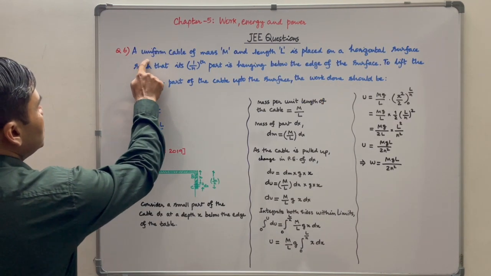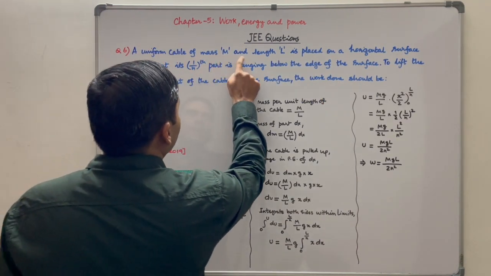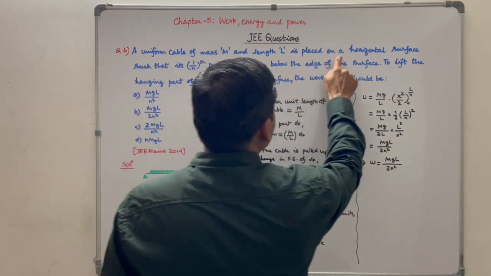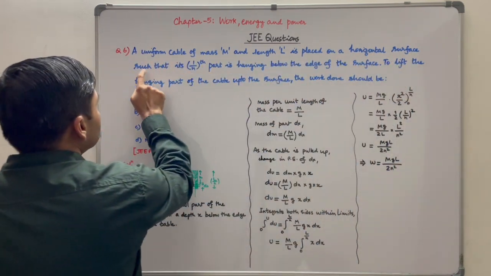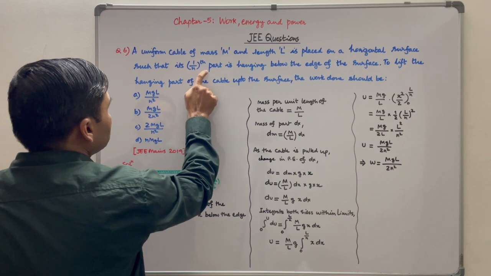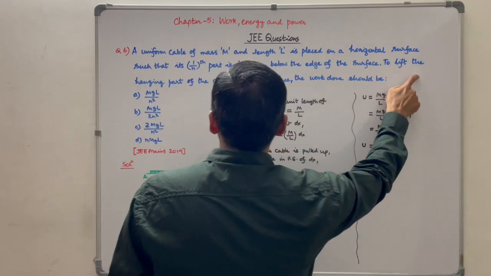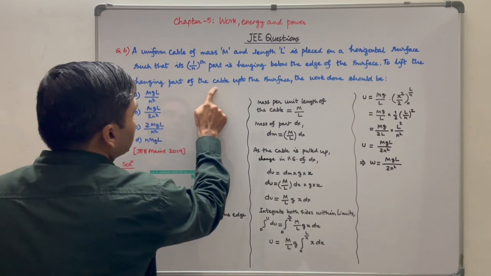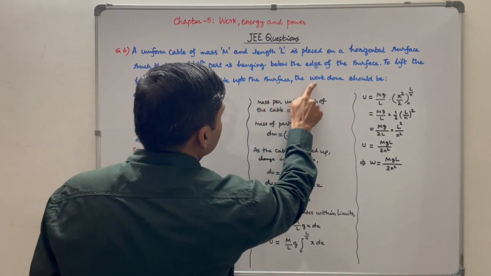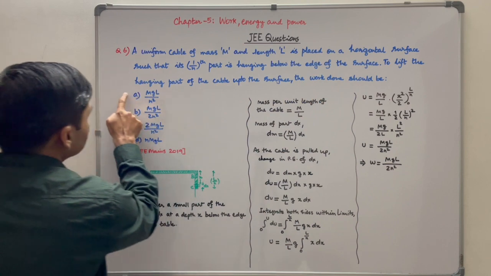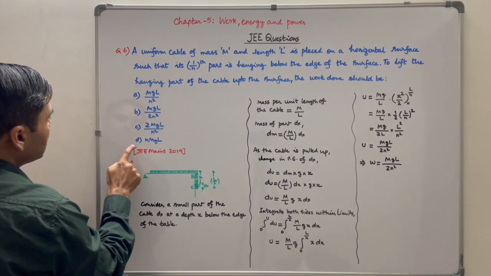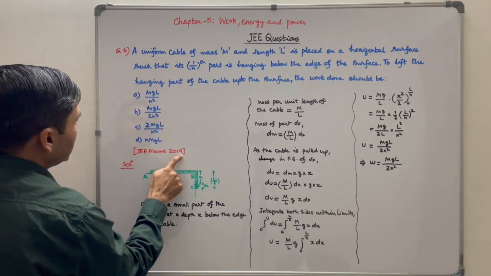Sixth question: a uniform cable of mass m and length L is placed on a horizontal surface such that its 1 by nth part is hanging below the edge of the surface. To lift the hanging part of the cable up to the surface, the work done should be. These are the options given. This question was asked in JEE Mains 2019.